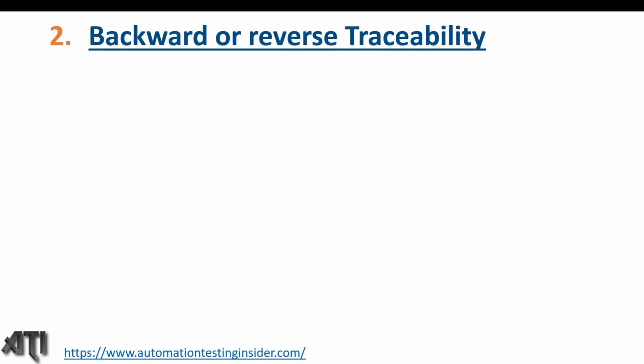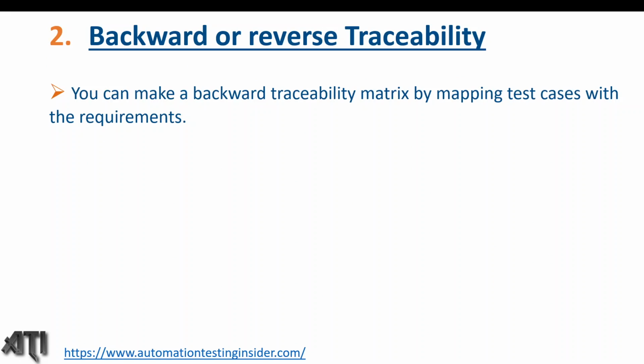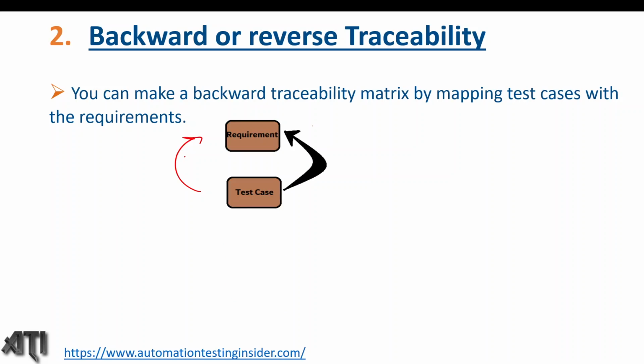Now if you talk about backward or reverse traceability matrix, this is also called vertical traceability matrix. You can make a backward traceability matrix by mapping test cases with the requirements. So this is just reverse, guys. From the test cases we map to the requirements. This is usually done after the execution.